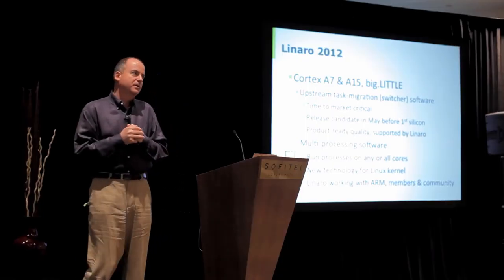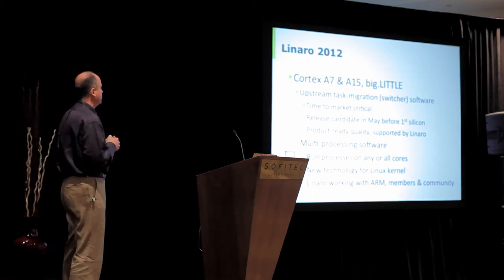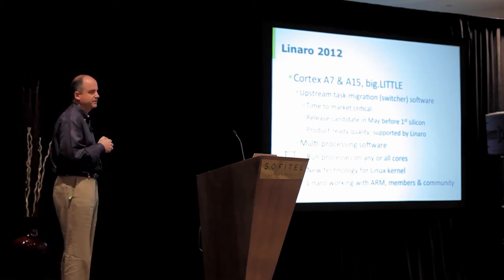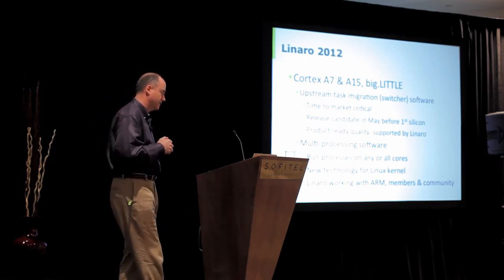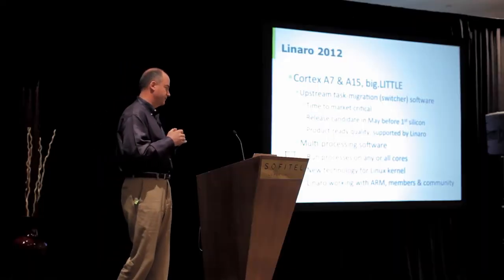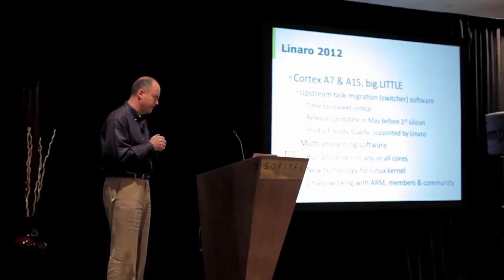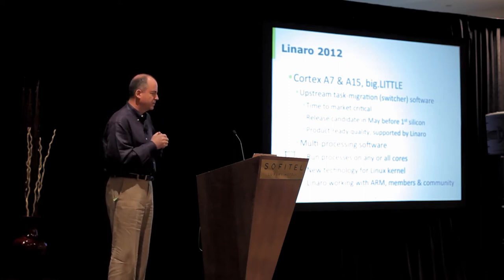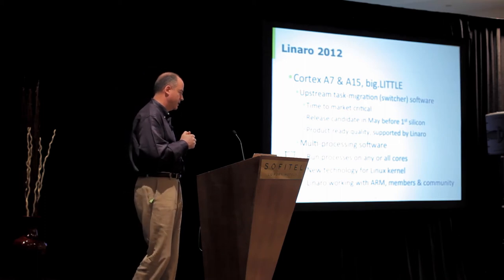So, one of the big efforts this year from Linaro is support of Cortex-A7, A15, and the new, what ARM are calling, big.LITTLE architecture, which is where on a single SoC, you have a combination of high power A15 and lower power A7 cores. Architecturally very similar, cache coherent. David's going to talk a little bit more about this later, and there are some sessions on this week.